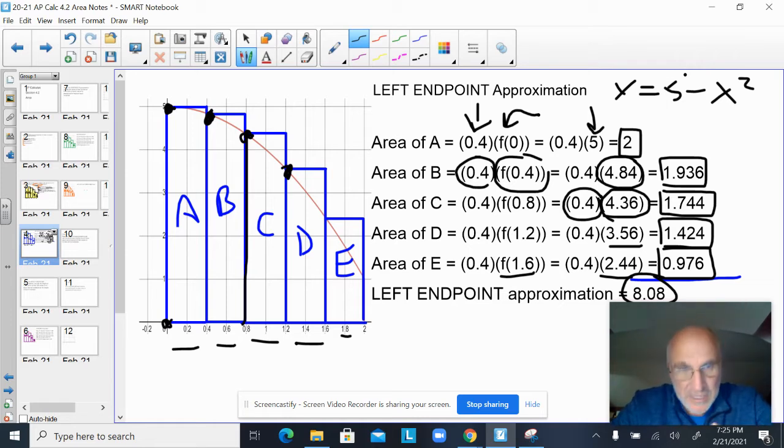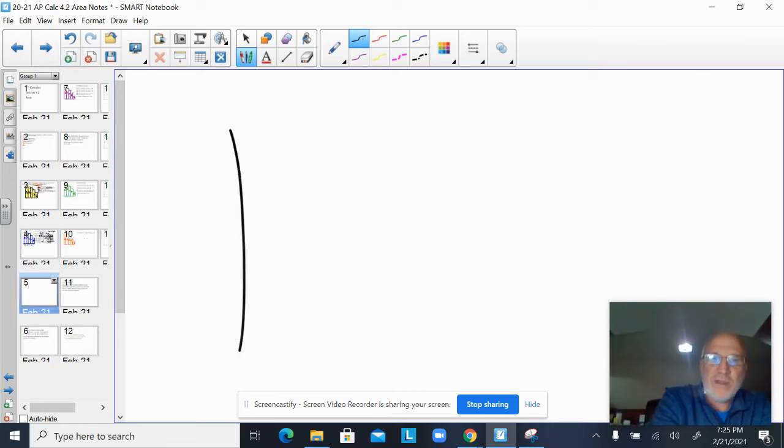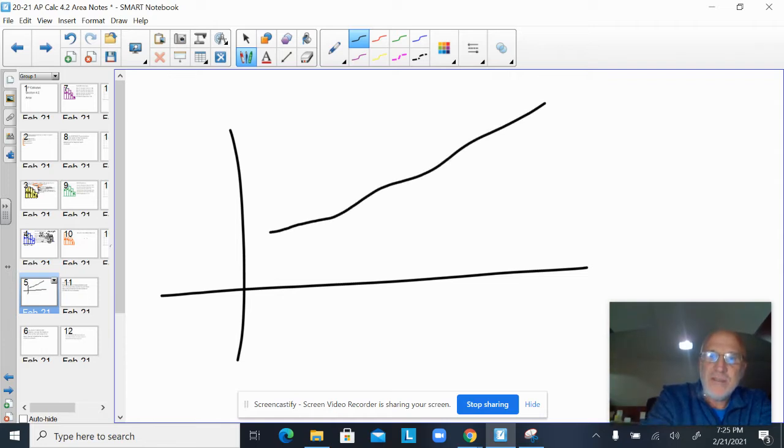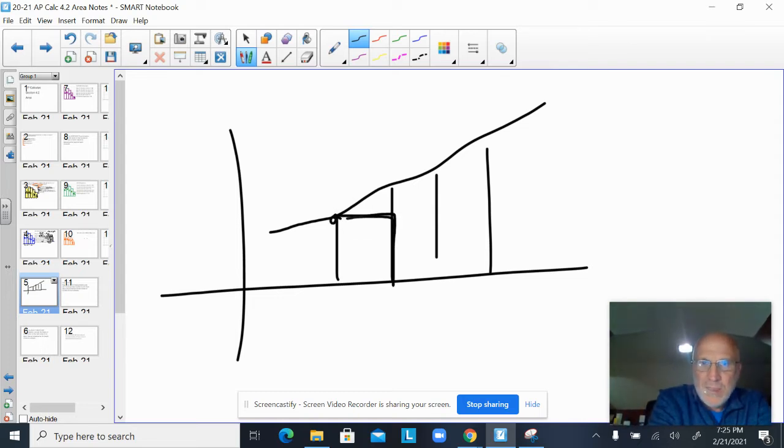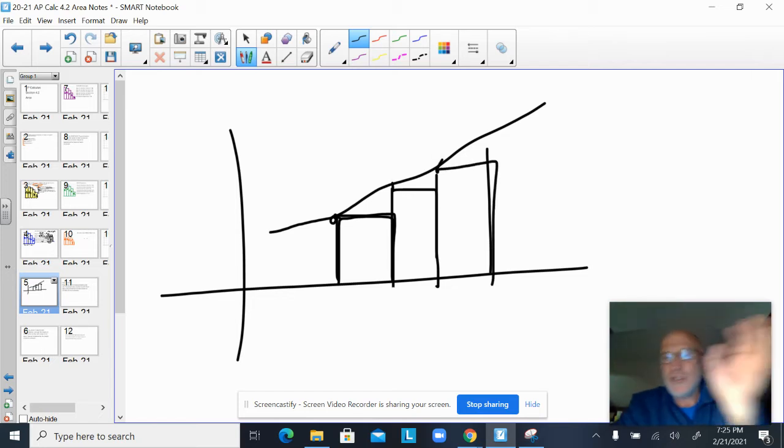Now, clearly in this estimate, my approximation is too high because every one of those rectangles is bigger than the actual area. I don't want you to think that the left endpoint approximation is necessarily going to be too high. Clearly, if the curve had been going up like this, and I had some intervals, my left endpoint would have gone from here and gone this way, and then this way, and this way. So just don't assume left or right has to be over or under.